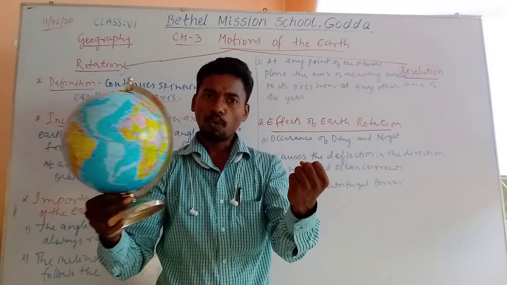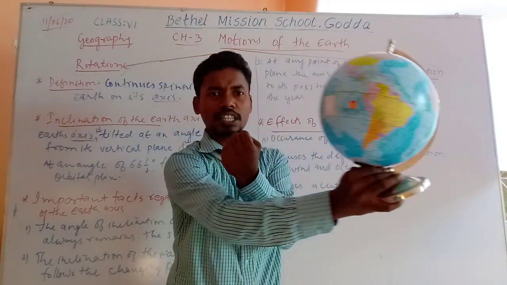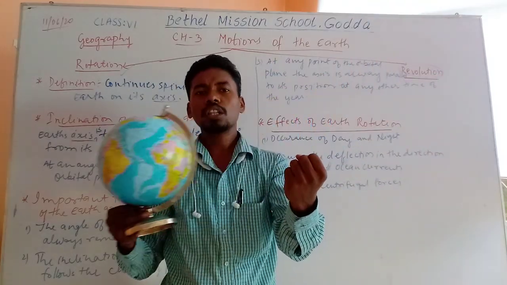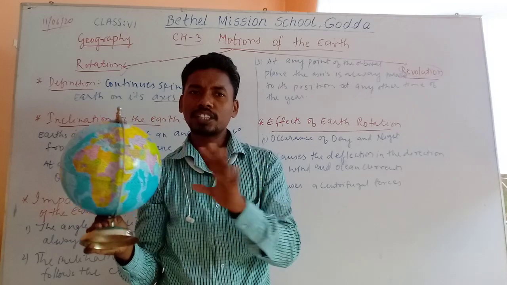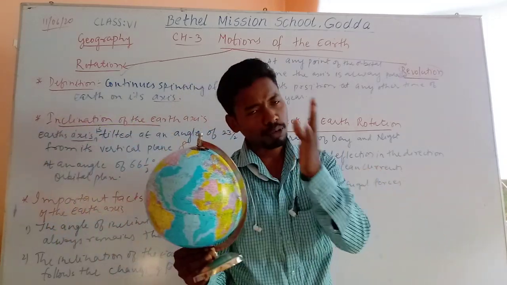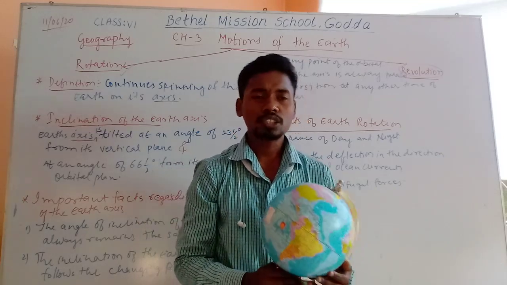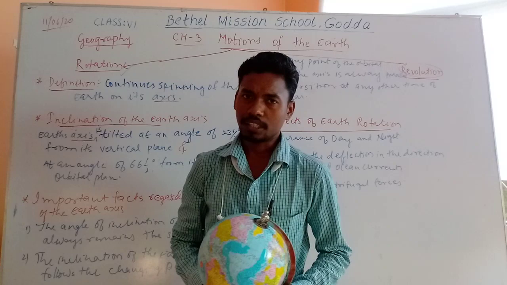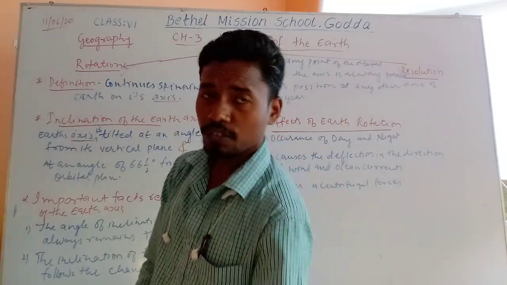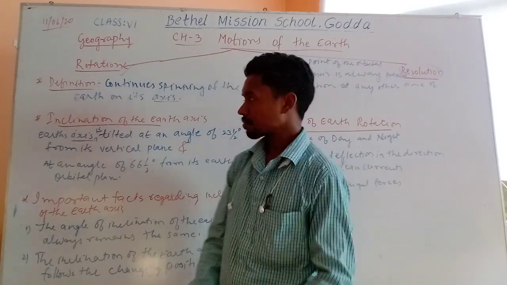So whatever the position of the earth may be, let it be here, here, or here, in all the places its angle of inclination will be the same. It won't change. It will be 23.5 degrees from the vertical, and 66.5 degrees from the horizontal earth's orbital plane. So the angle of inclination does not change with the position of the earth.